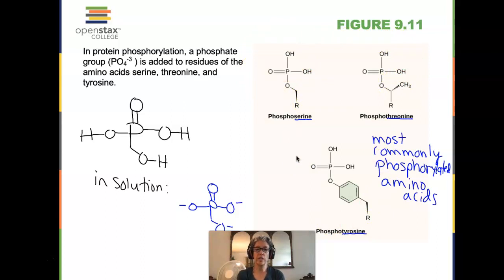Phosphorylation, as we've already seen, is really important in cell signaling. Sometimes it's the addition of a phosphate that causes a signal. Other times it's the removal of a phosphate that causes a signal. But phosphates are critically important in cell signaling.